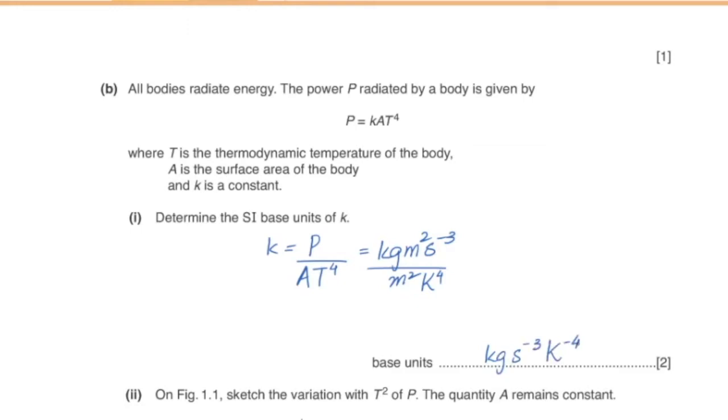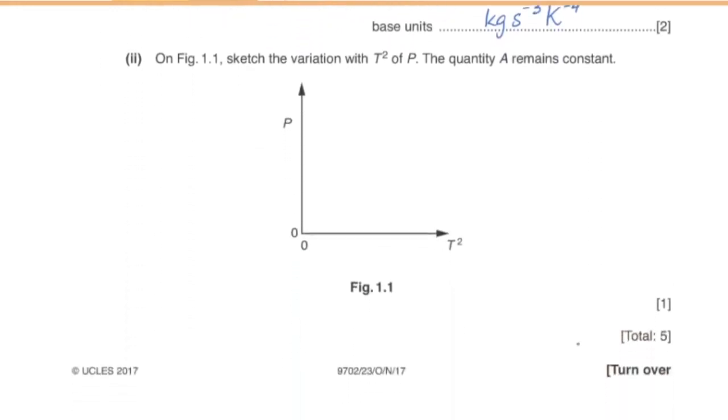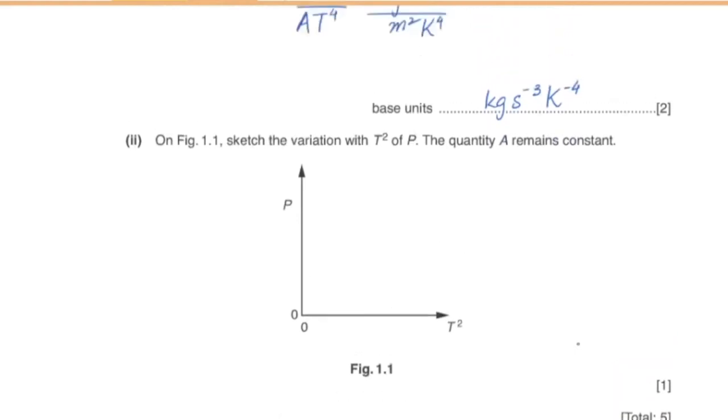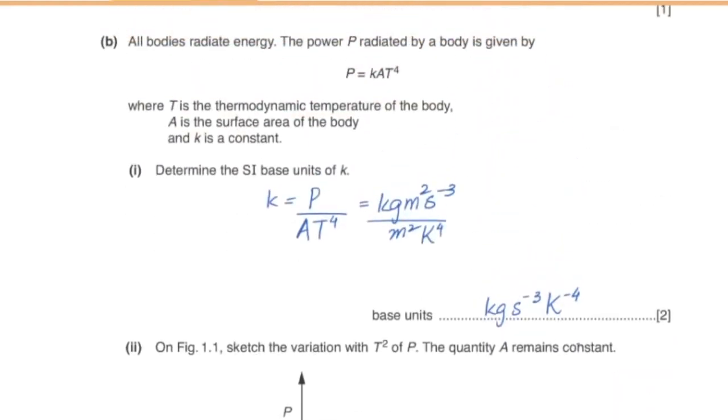Part 2, on figure 1.1, sketch the variation with T squared of P. The quantity A remains constant. So P and T do not share a linear relationship. It's P is equal to T to the power 4.